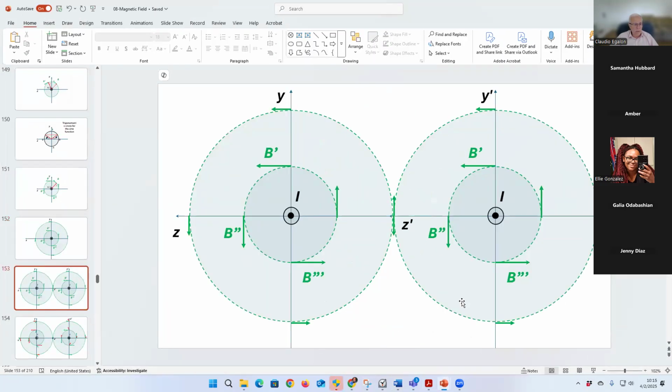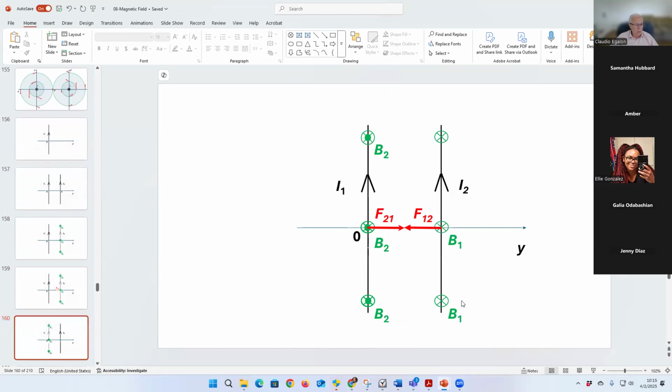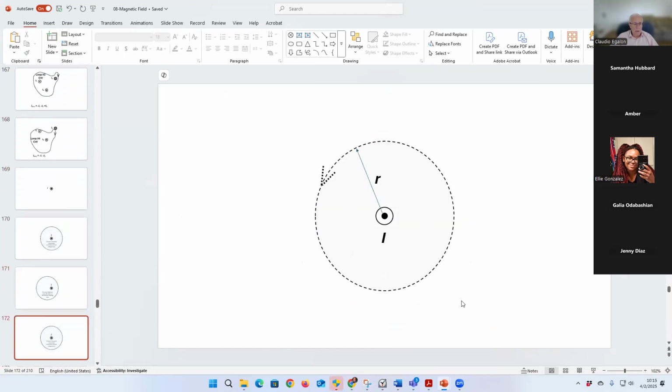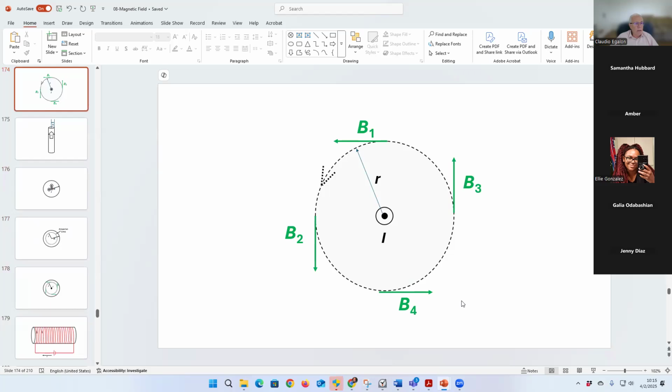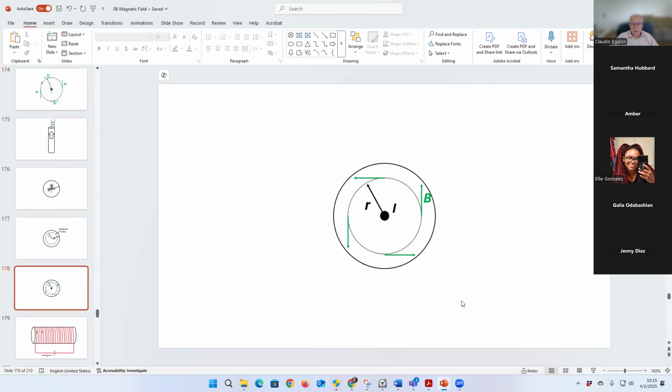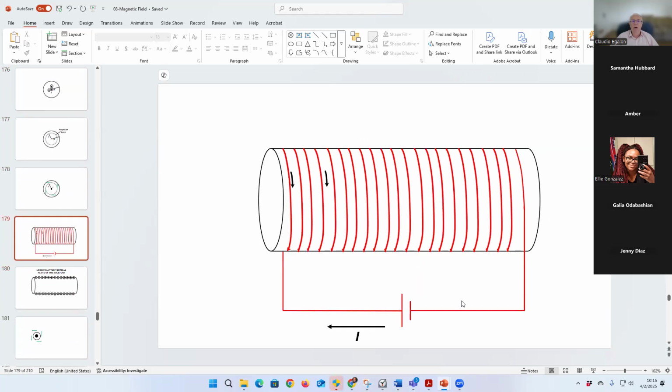Let me illustrate what a solenoid is. Here's a solenoid. That's how a solenoid looks. It's a wire wrapped around a cylindrical tube. And this device is so important that we call it a solenoid.